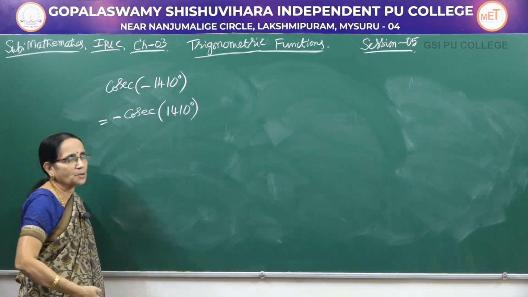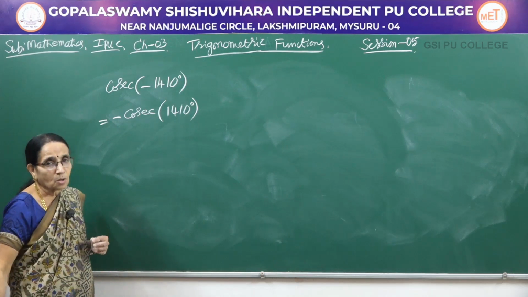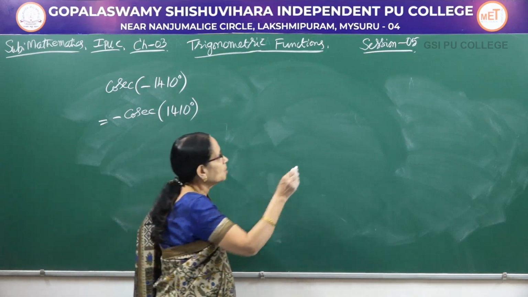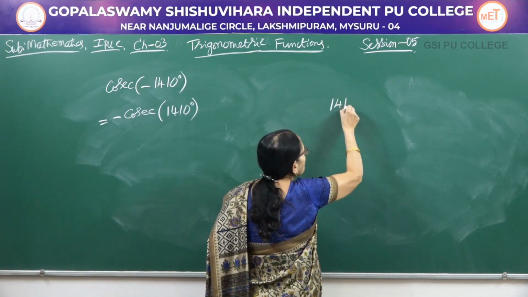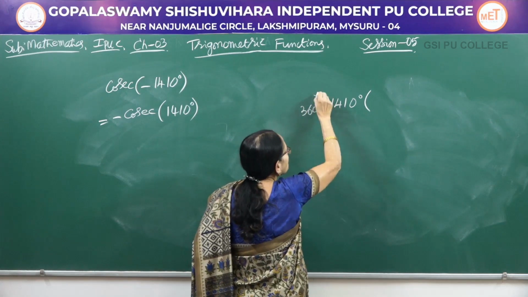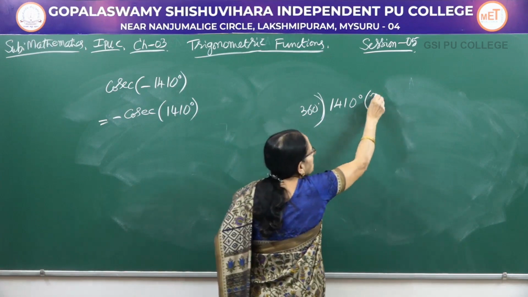Always solve the problem step by step so that you will not be missing anything. You can solve the problems correctly. Now consider the angle 1410 degrees. Now let me divide this by 360 degrees. It is not 1 time, 2 time, 3 time you can divide.